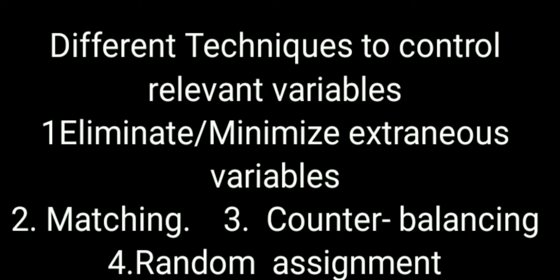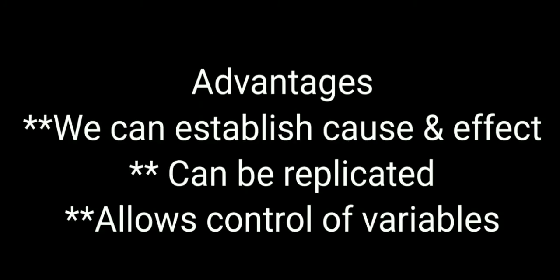And the last one is random assignment. Assigning subjects to conditions by chance, that is, a fair chance for all. It means that a subject has an equal chance to be a member of either the experimental group or the control group. Let's now talk about the advantages and disadvantages of the experimental method. In advantages, we can say that experiments are the only means by which we can establish a cause and effect relationship, and experiments can be replicated.